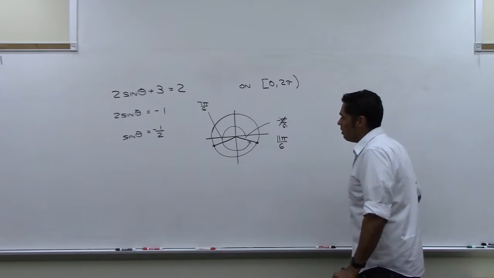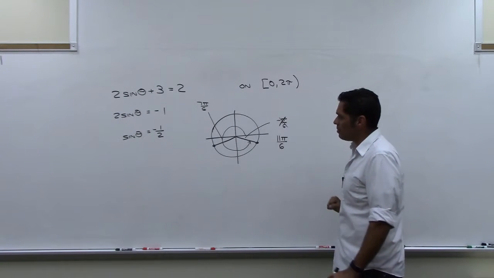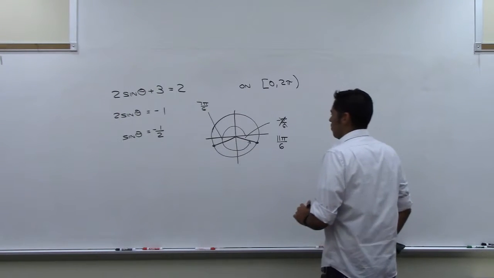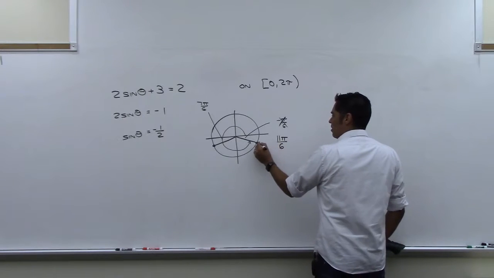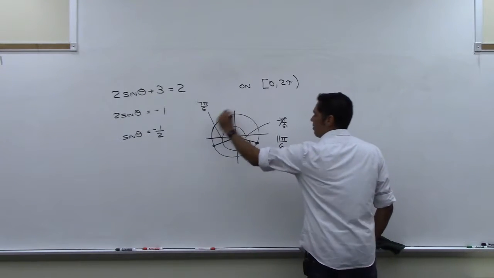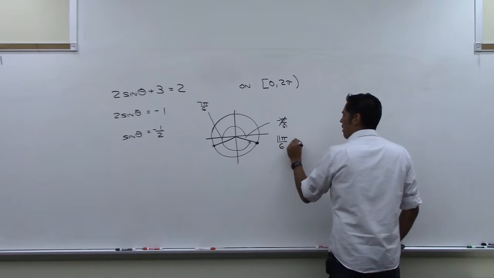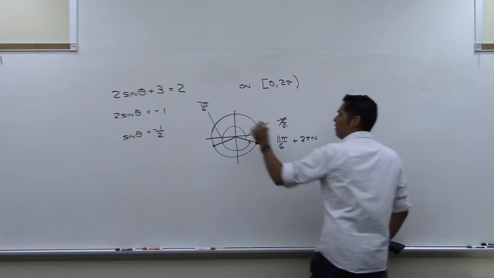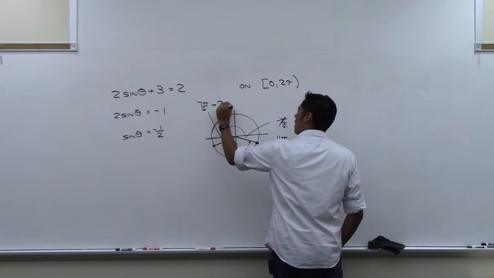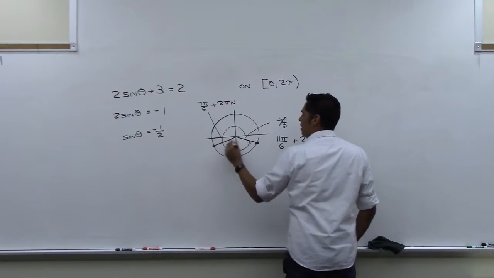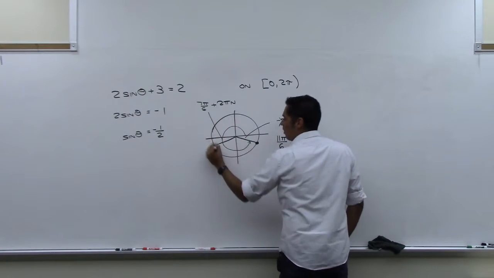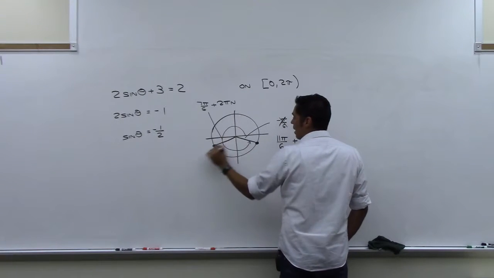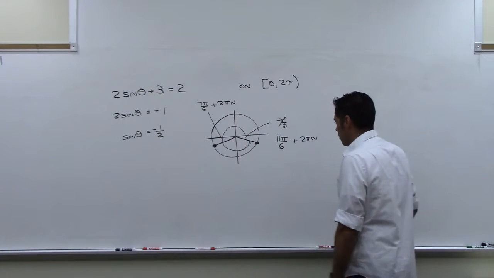Just to be thorough here, let's act like this wasn't given to us. My general solutions would be, I could use this for 11 pi/6, and then I'd have to come all the way back around. So I would have plus 2 pi n, that would be a full revolution. Over here I take 7 pi/6 and go plus 2 pi n. Again, to get back around here, I'd have to go one full revolution. Since these aren't directly across from each other, that's what I'd have to do.